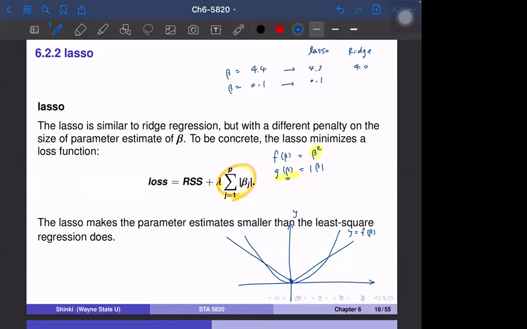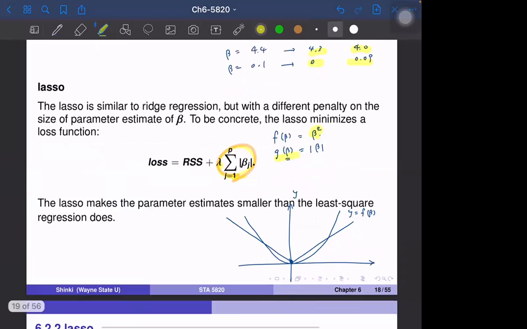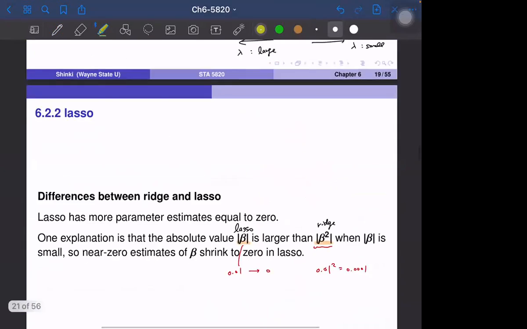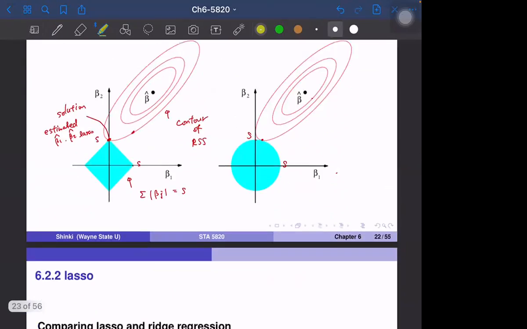But when beta is small, ridge regression almost does not penalize it. 0.1 squared is a very small number, so it probably doesn't change much, maybe 0.09 or something. The lasso makes it 0, but ridge regression makes it slightly smaller. So in ridge regression, most estimated parameters remain non-zero, but in the lasso, many parameters become 0. That's the difference. And we discussed the difference between lasso and ridge regression and some mathematical equivalency.